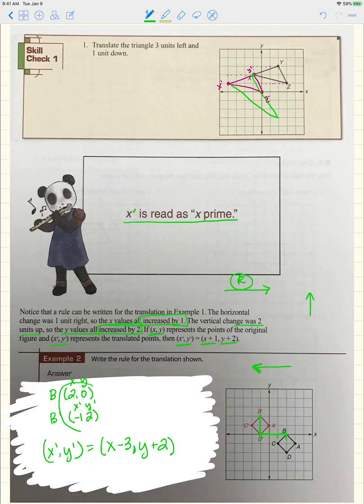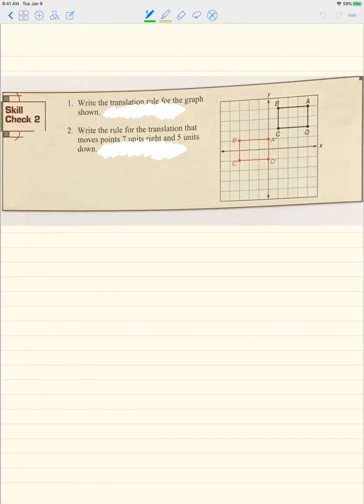Now check with the values that we've written here. If our rule is true, then it should fit our translation of these points. Plug it in. If x is 2, what's 2 minus 3? 2 minus 3 is -1. If y is 0, 0 plus 2 is 2. So we end up at -1, 2, which means we have done that correctly because it matches our coordinate point for B prime.